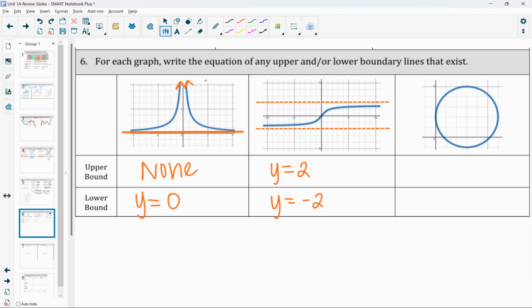And then this next one is also bounded. So we see this upper boundary. We see that the circle doesn't go above that. And we see that the circle doesn't go below this. So this one is also bounded above at 5 and below at negative 1.